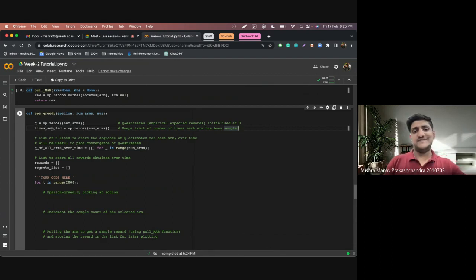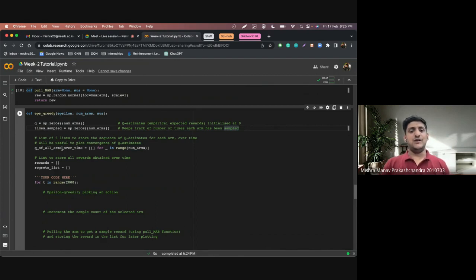Then this is the times sampled parameter. So it keeps track of the number of times each arm has been pulled. So initialize this to be 0, np.zeros of number of arms. Then I have a list of 5 lists to store the sequence of the q estimate for each arm, which will be useful to plot the convergence.